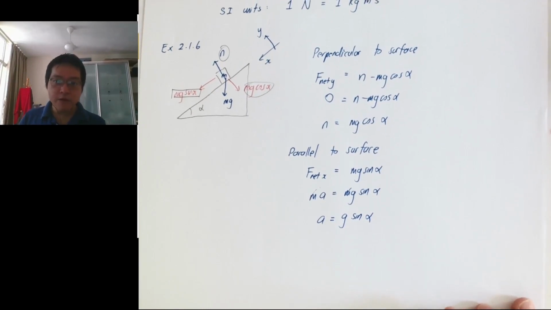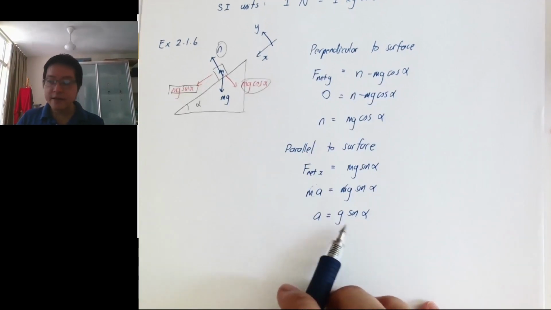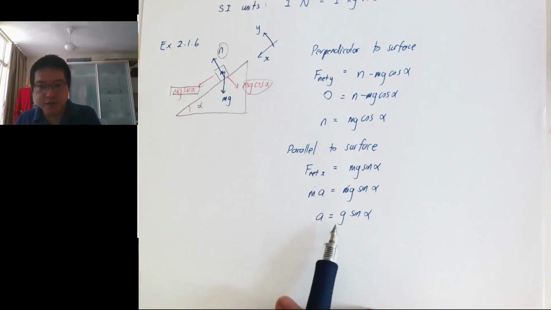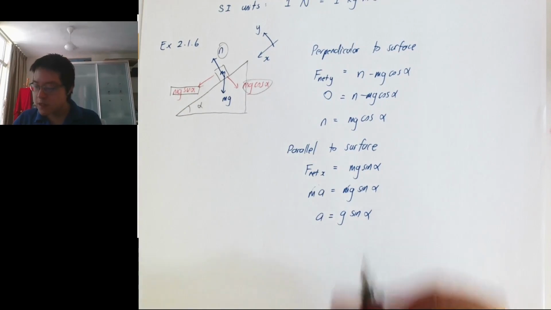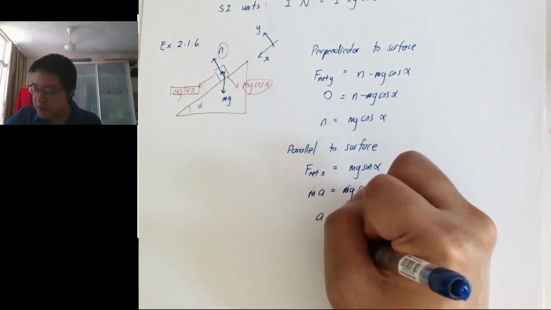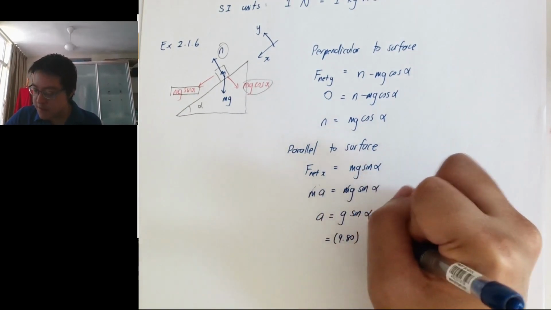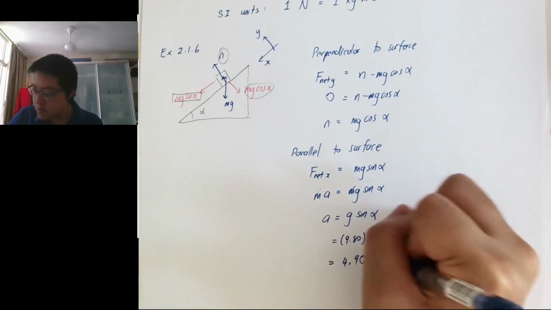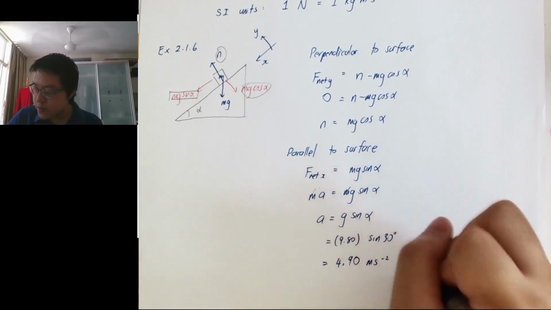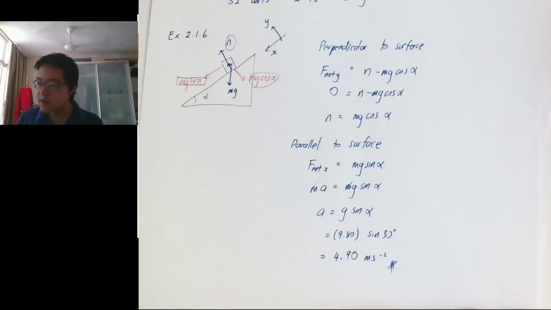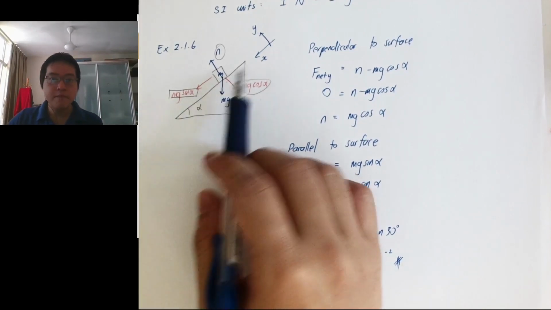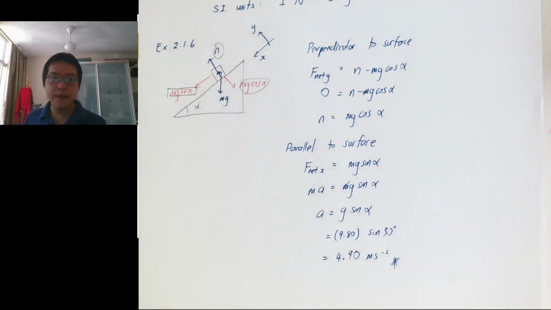Now, based on our calculation, our acceleration is independent of the mass. So no matter what the mass is, the acceleration is always g sine alpha. And we can calculate the number now. So 9.80 times sine of 30 degrees. If you work it out, you get 4.90 meters per second squared. So this is the acceleration of the block parallel to the plane.